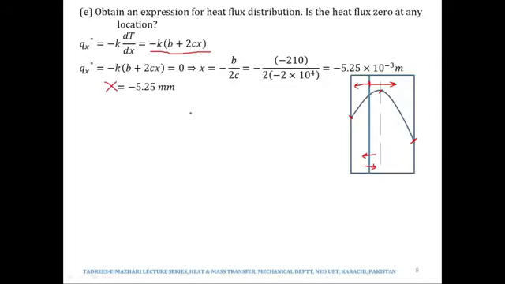And if the heat flux is 0 over there, that would also mean that the temperature is maximum. So that would be the point of maxima. Kindly note that we had put this heat flux, which is minus k dT by dx, as equal to 0. So minus k went into the denominator of 0 and became 0.